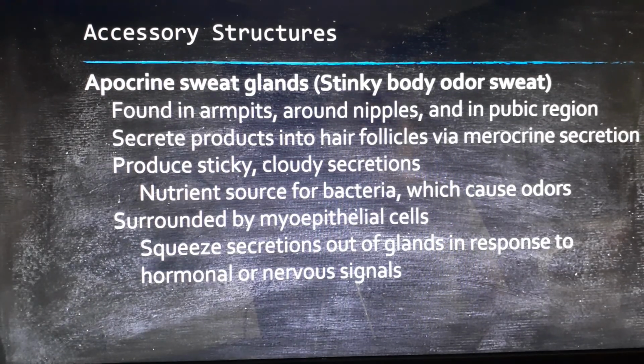Now, apocrine sweat glands, you know from their name that they're going to use apocrine secretion. So parts of membranes are going to get trapped in the secretion. These are going to be found only in your armpits, around your nipples, and in the pubic region. Now, with the exception of around nipples, the two things that armpits and pubic region have in common are hairs. So they're going to secrete their products onto hair follicles, okay?